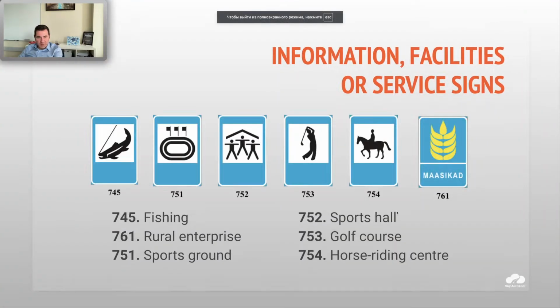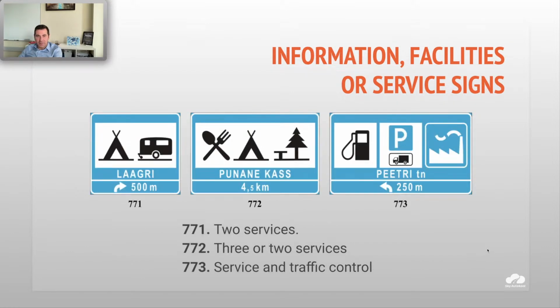Okay, what else? Fishing place, rural enterprises, sports ground, sports hall, golf house, horse riding center. You can see everything of that. Or it can also be a combination of several services. For example, a place with a camping site and caravan site in the same place. In Lager, if you make a right turn and drive 500 meters, or some other combinations like factory, parking for the trucks, or filling station, for example.